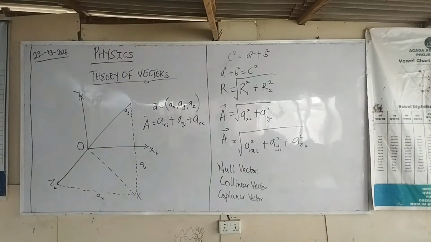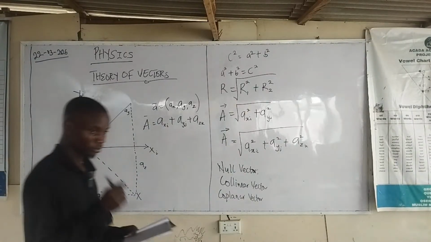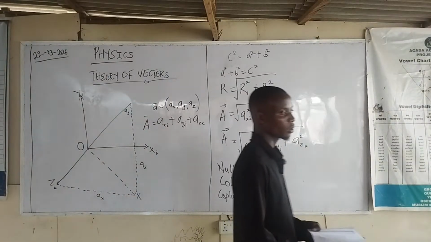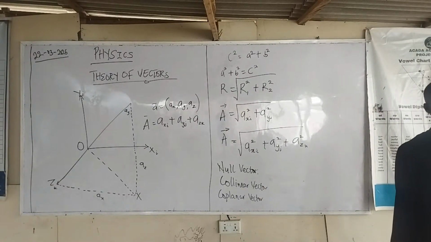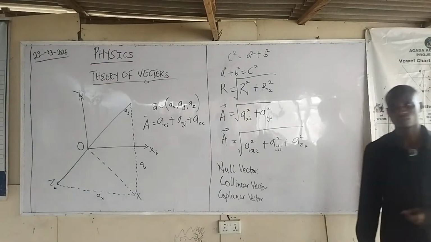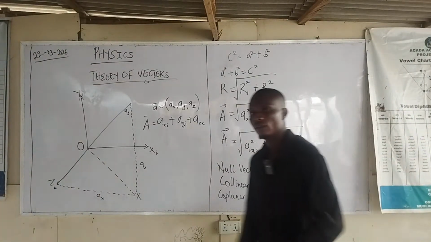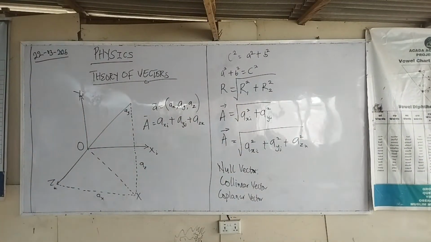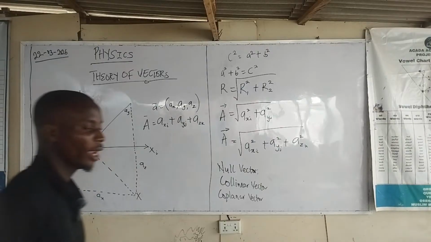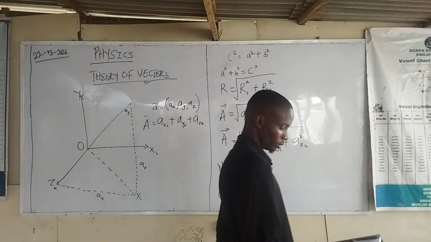Conditions for equality of vector. Vector A is said to be equal to vector B when 1.